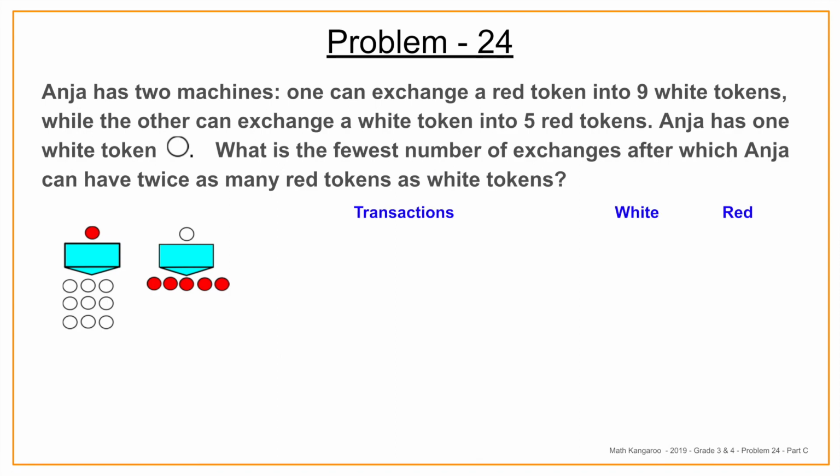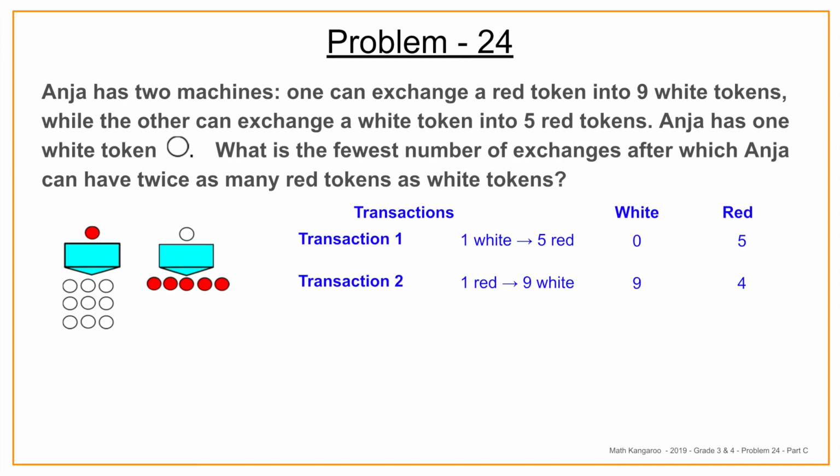So let's make columns for transactions, white, and red. We start with machine 2 because we have 1 white token. So we exchange 1 white for 5 red. Our white is 0, red is 5. Now let's have some white tokens in there. So in transaction 2, we convert 1 red into 9 white tokens. So we have 9 white tokens and 4 red because we used one.